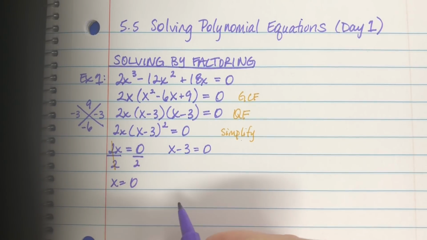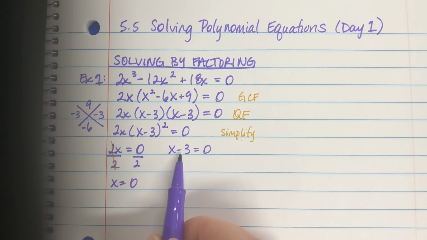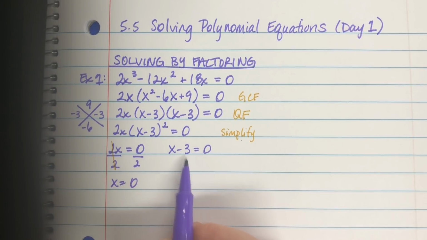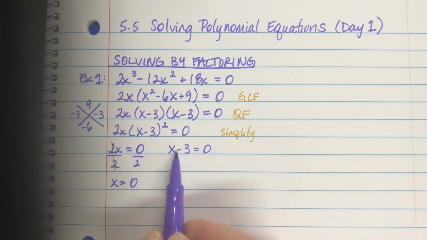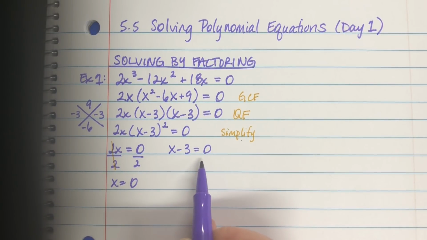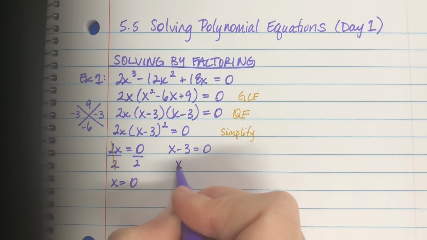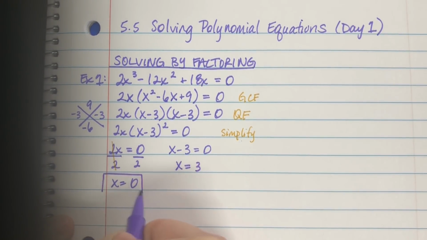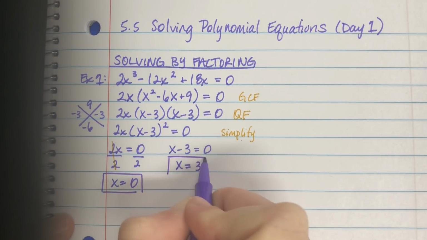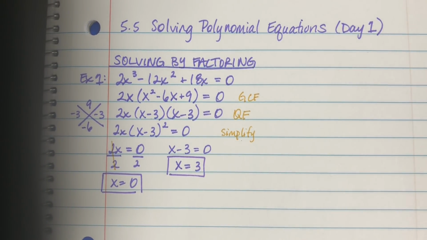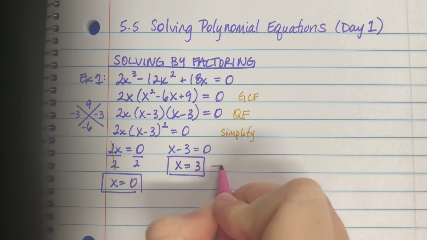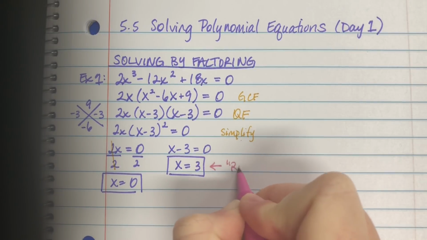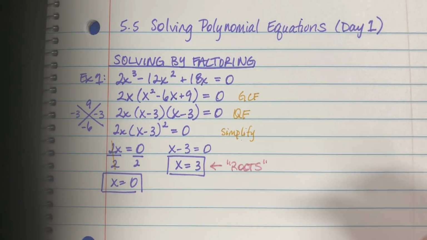My other factor, x minus 3. Remember, I told you an easy way to move numbers across the equal sign is to change their positive negative signs. So if it's negative on the left side of the equation, when I move it to the right, it's going to be positive. So x equals positive 3. These are your 2 answers, x equals 0 and x equals positive 3. Your x's are known as roots. We've talked about this before, but I don't want you to forget.